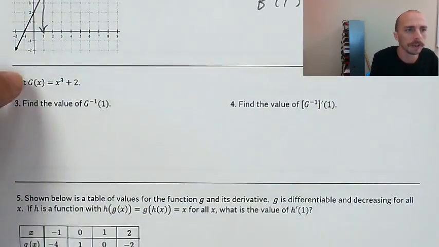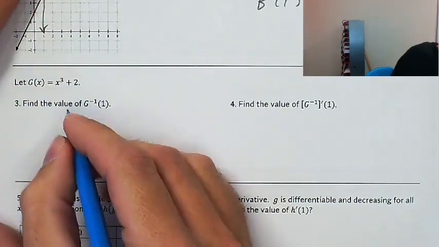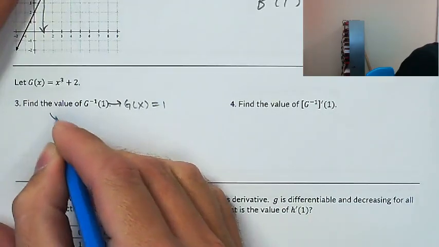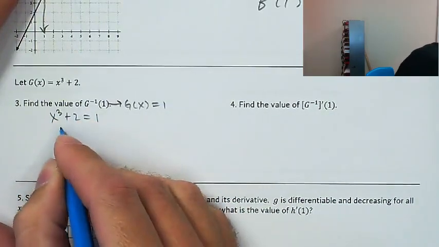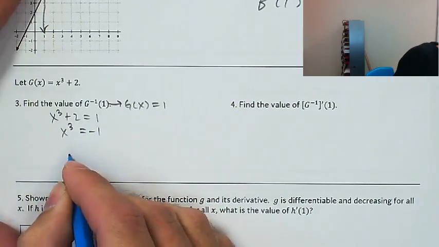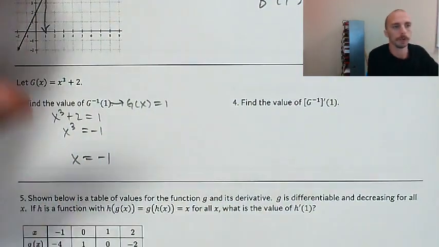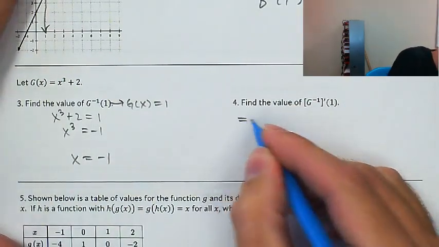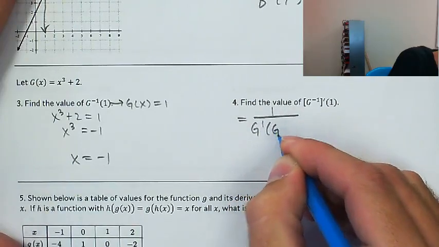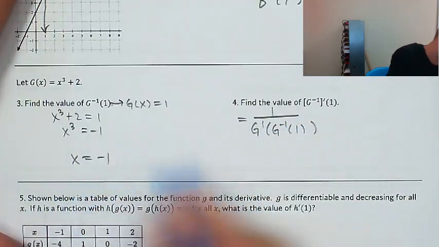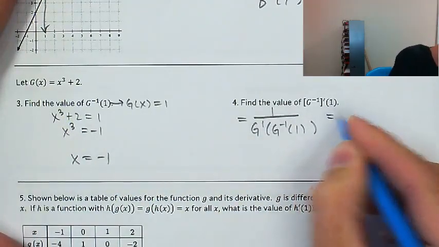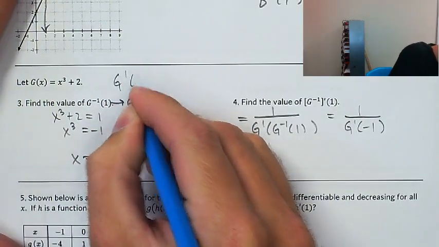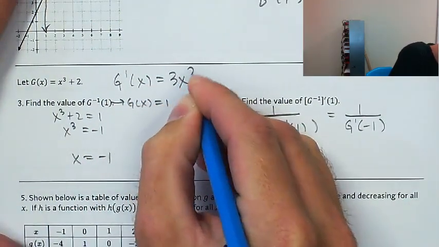Then over here, g of x is x cubed plus 2, and we want g inverse of 1, so we say g of x equals 1. We say x cubed plus 2 equals 1. We're just going to start solving. And then we say, hey, x is negative 1. So g inverse of 1 is negative 1. So g inverse prime of 1 is going to be 1 over g prime of g inverse of 1. And g inverse of 1 we just found was negative 1. g prime of x equals 3x squared.